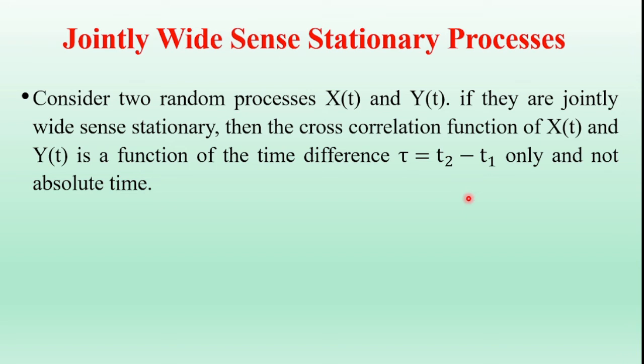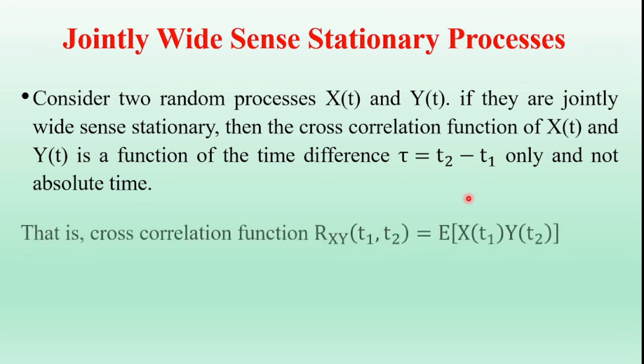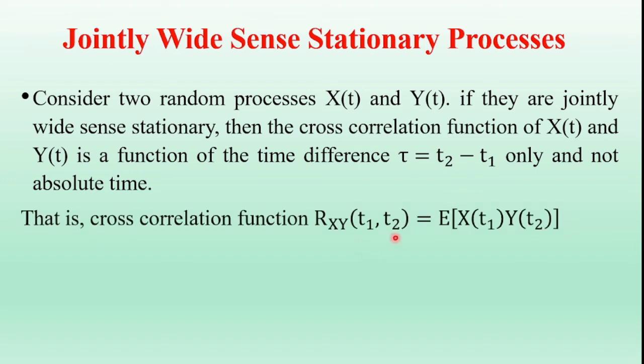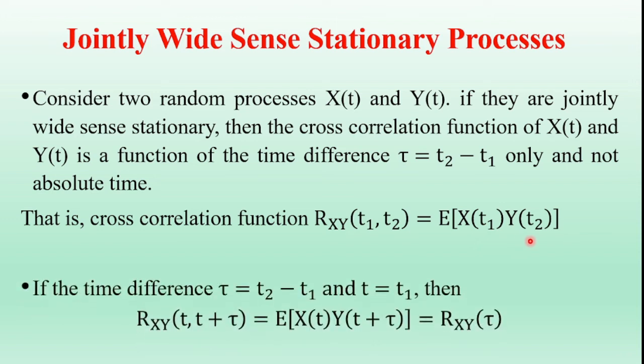Now consider two random processes x of t and y of t. The cross correlation function of the two random processes is denoted as Rxy of t1, t2, and it is given by Rxy of t1, t2 is equal to expectation of x of t1 into y of t2. And the time difference tau is equal to t2 minus t1, with t1 equal to t and t2 equal to t1 plus tau. Then the cross correlation function of the random processes x of t and y of t is Rxy of t, t plus tau. This is also denoted as Rxy of tau, which is equal to expectation of, substituting t1 equal to t and t2 equal to t plus tau, x of t into y of t plus tau.